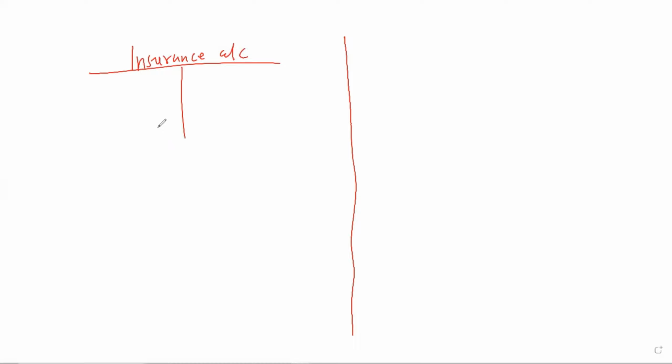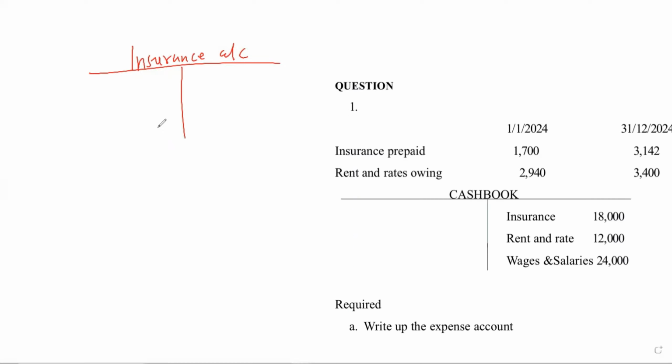With the insurance account, you ask yourself: insurance prepaid, is it an asset or a liability? That is the first question you ask yourself. Expenses prepaid is an asset, so insurance prepaid is an asset, and all assets have a debit balance. It means the opening balance will be on the debit side. So you say balance brought down is 1,700.